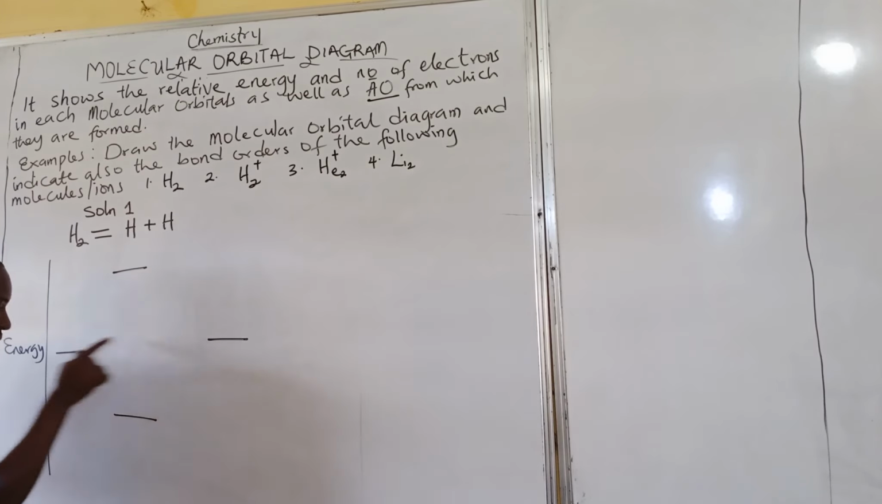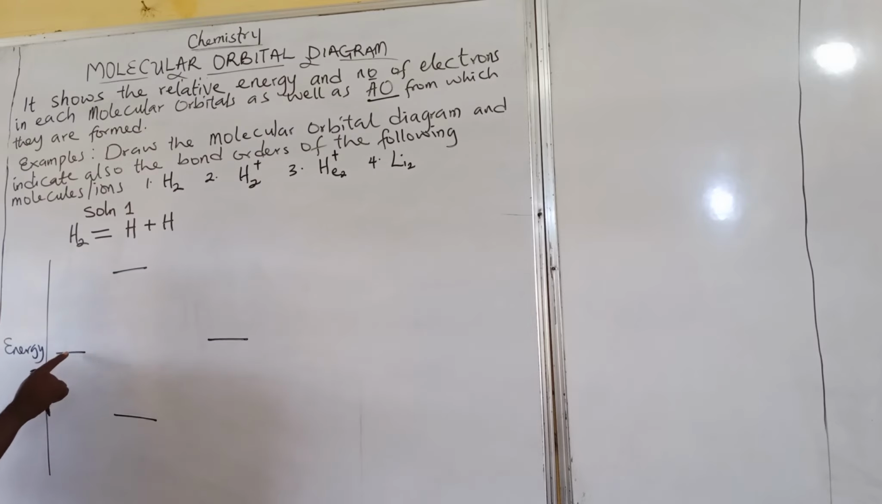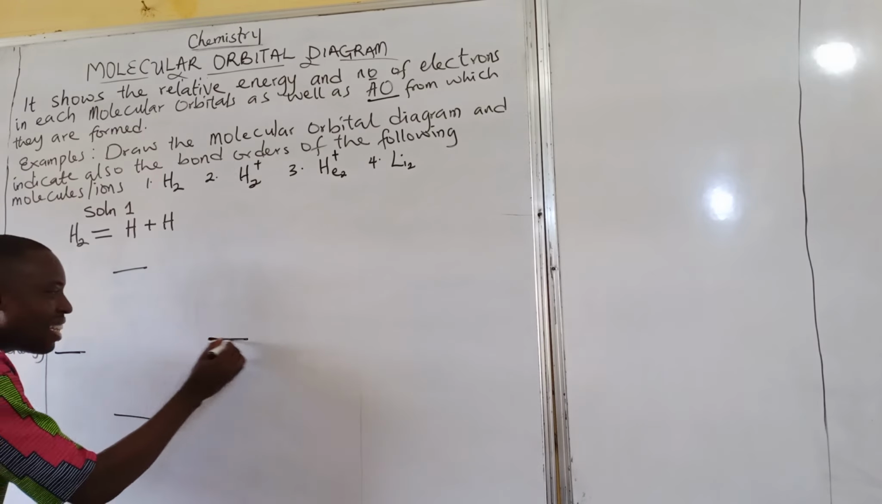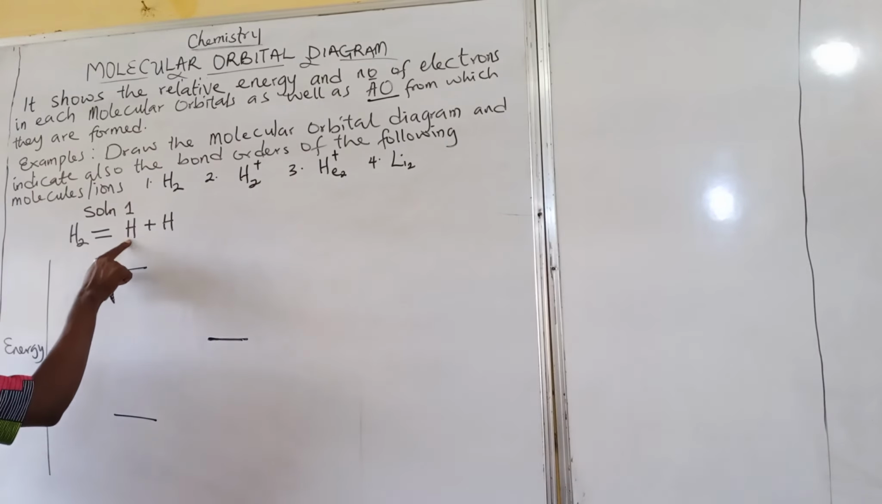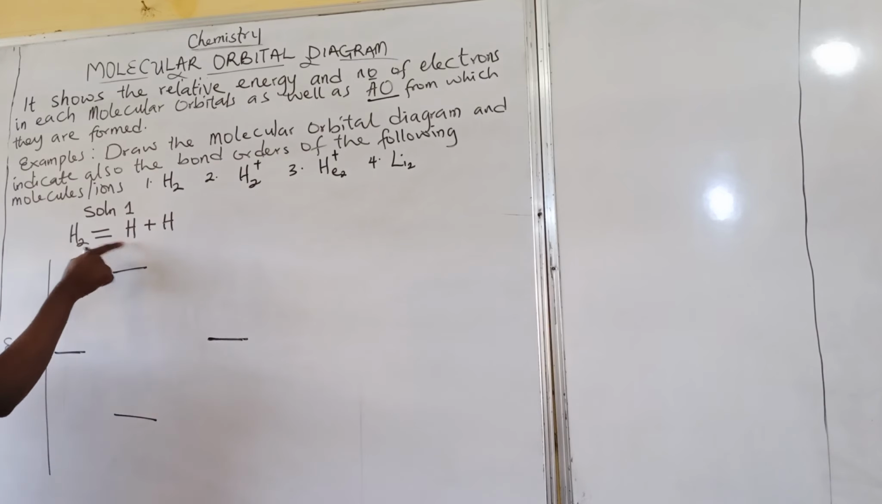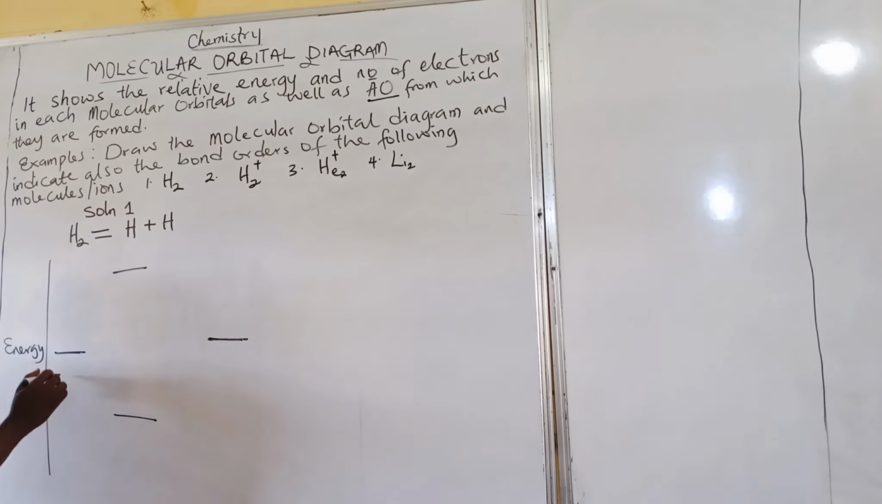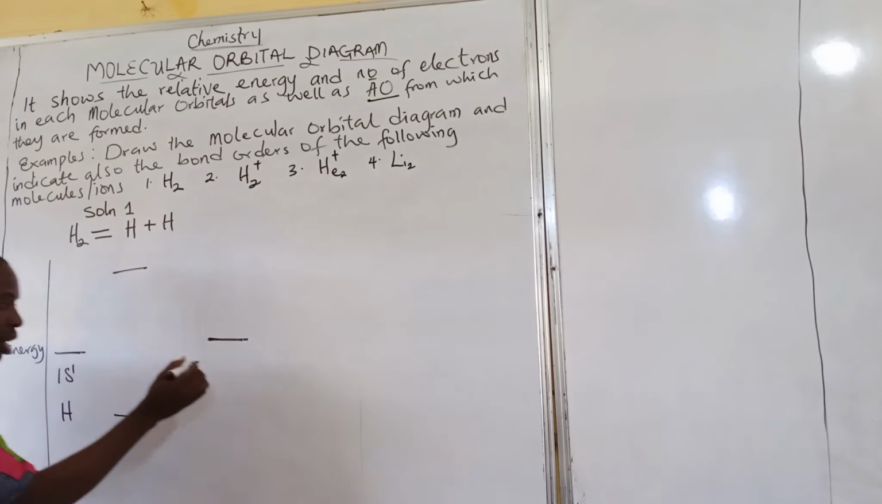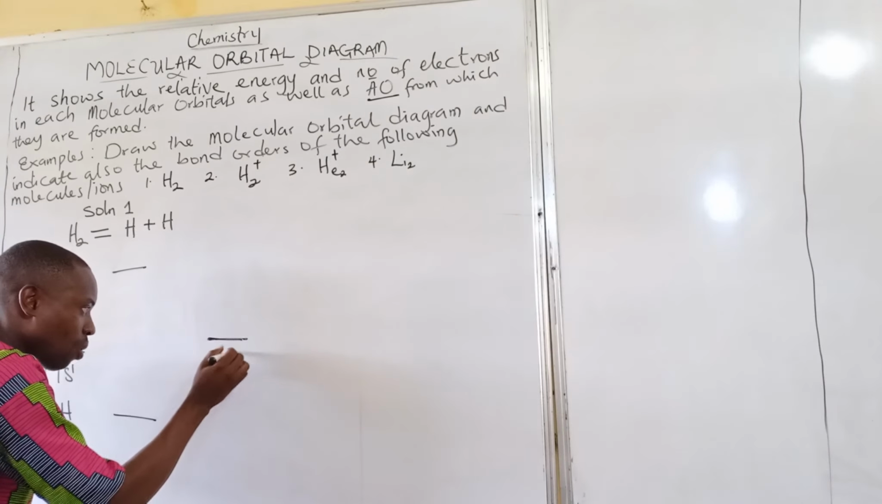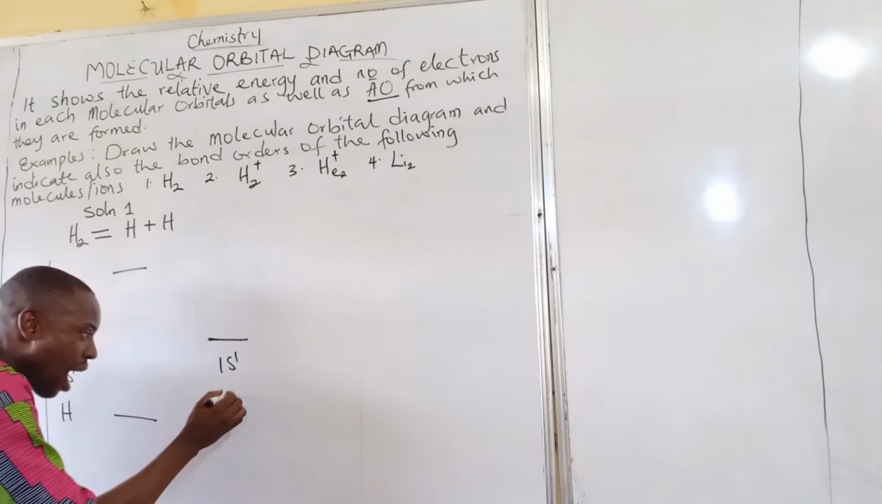Remember I told you earlier that what you are seeing here are the atomic orbitals, hydrogen and hydrogen. The configuration of hydrogen is just 1s1. This is the atomic orbital for hydrogen, here 1s1, another atomic orbital for hydrogen.